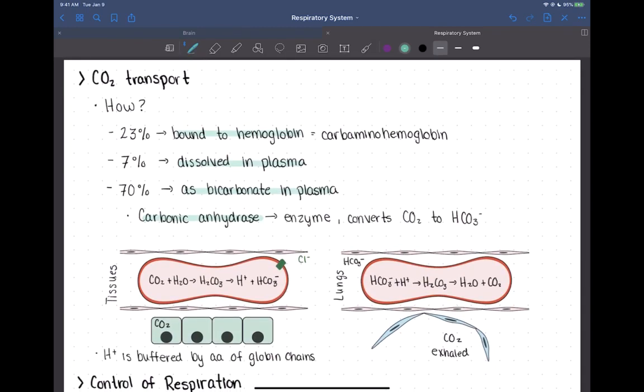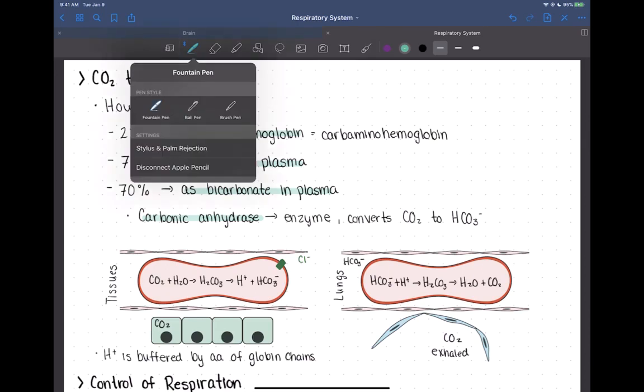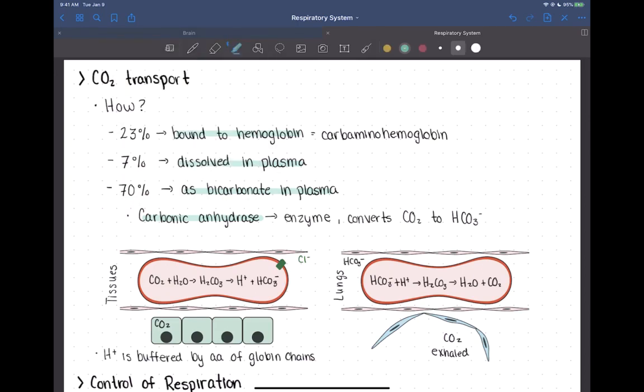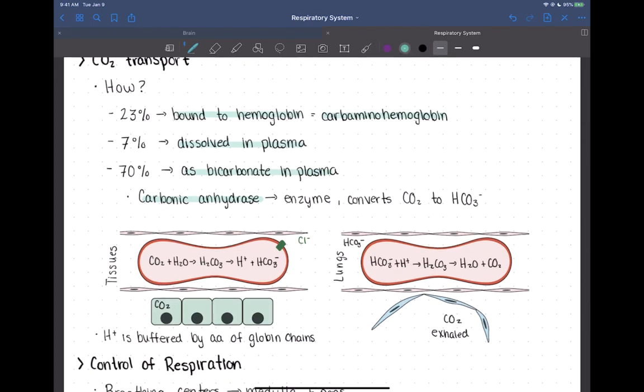Carbon dioxide, how is it transported? It's transported in three possible ways. The first way, it can be bound to hemoglobin, and we've learned that is called carbaminohemoglobin. That is about 27% of the way carbon dioxide is transported. A little carbon dioxide can also be dissolved in the plasma, about 7%. And then the remaining 30% would be carbon dioxide being converted to bicarbonate, which is just released into the plasma and travels that way, in the form of bicarbonate.